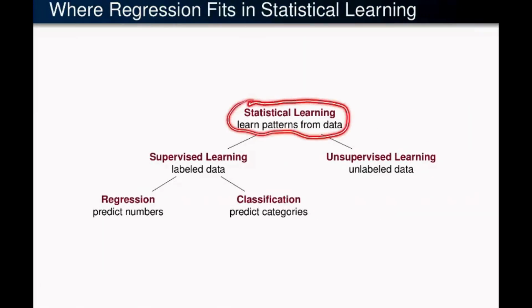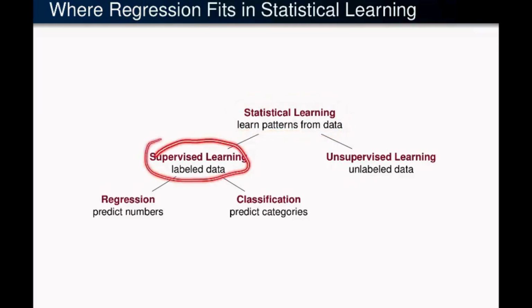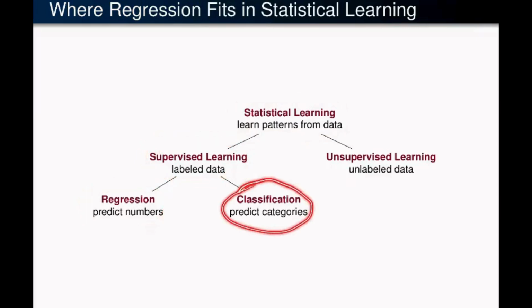Statistical learning is all about extracting patterns from the data. Within supervised learning, regression predicts numerical outcomes, while classification predicts categories. There is also unsupervised learning, which deals with unlabeled data. Today, we'll focus on regression.